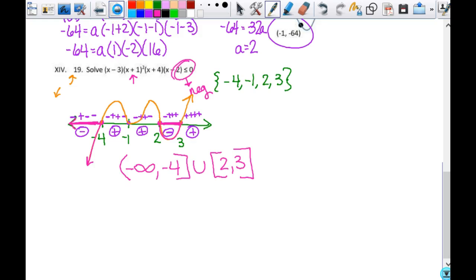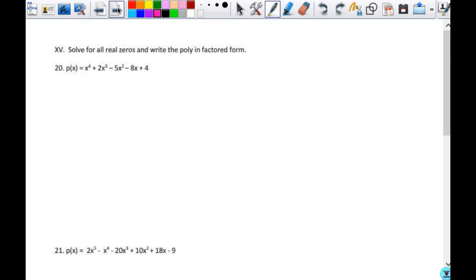Here is what is hopefully the last part of the review. So this says to solve for all real zeros and write the polynomial in factored form. All right, so in order to do this, when I'm not given anything to start with, I need to find my possible roots. My possible roots are found using the rational root theorem.